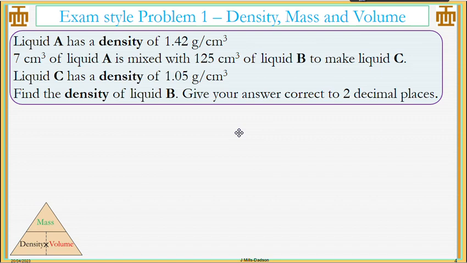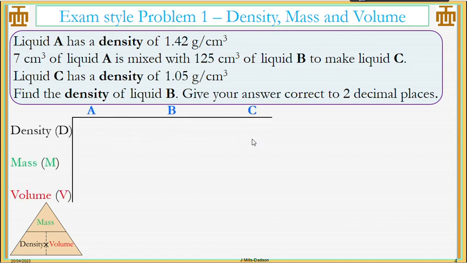When you see questions like this, my suggestion to you is try to pull out the details in a tabular form. So let's see, how do we do that? Just label A, B, and C. That's what's been talked about, and we're going to talk about density, mass, and volume. And pull out the details one by one. That is density for A. Just record that.